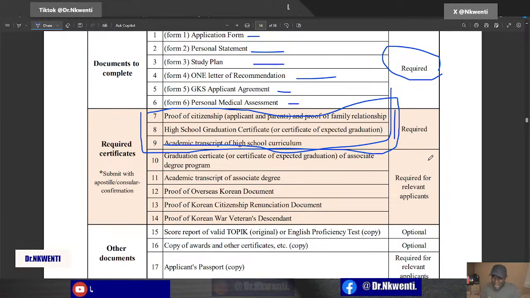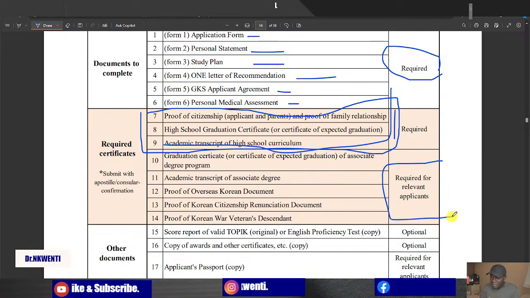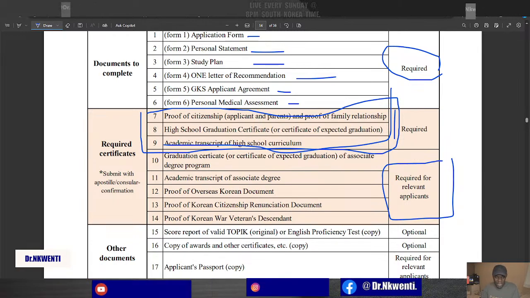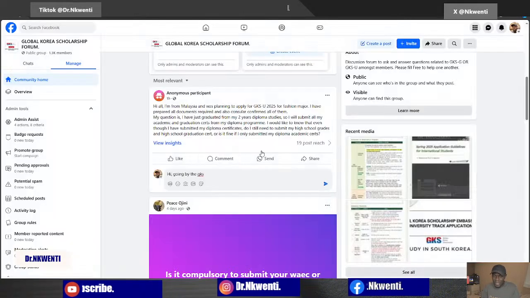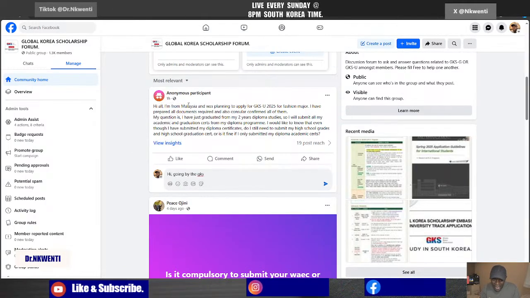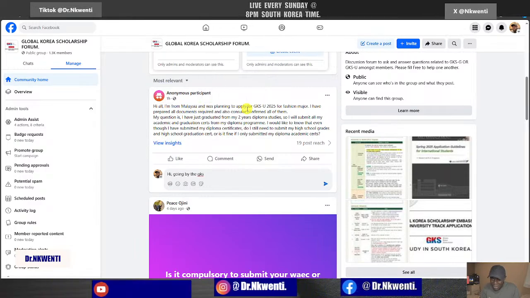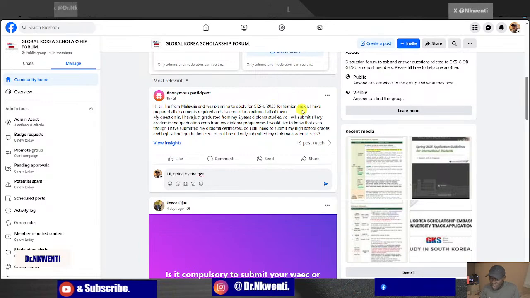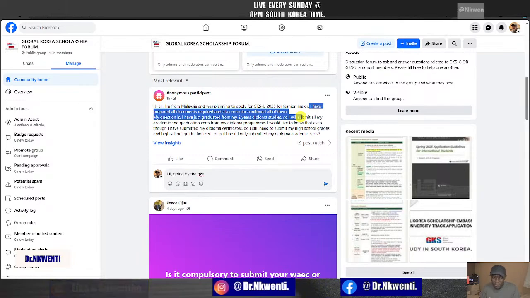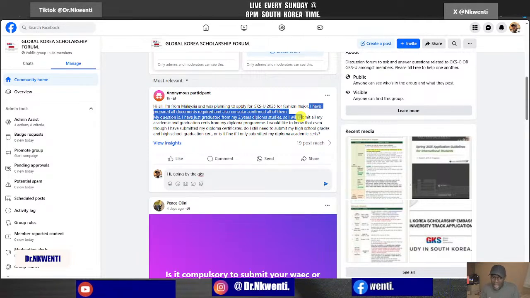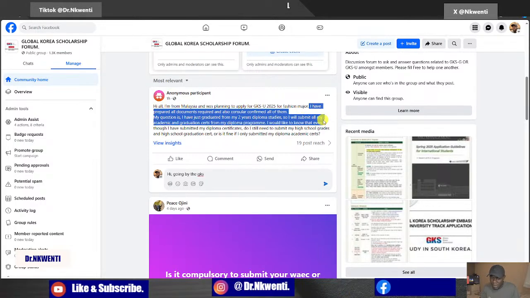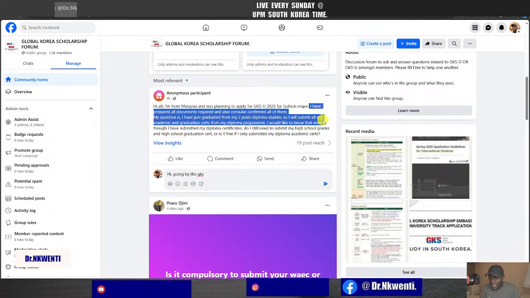And then if you go down now, here it says required for relevant applicant. I am bringing this to knowledge because there is this message from one of the groups. Here the person says, hi, it is an anonymous person. The person is from Malaysia and was planning to apply for GKSU 2025 for fashion major. I have prepared all documents required and also consular confirmed all of them. My question is, I have just graduated from my 2 years diploma studies. So will I submit all my academic and graduation certificate from my diploma program?